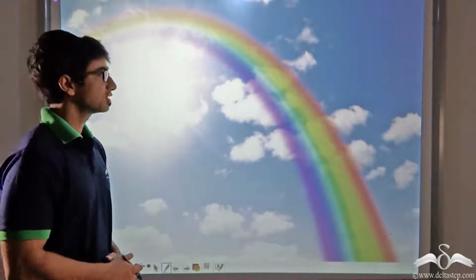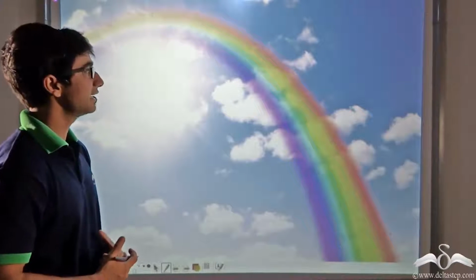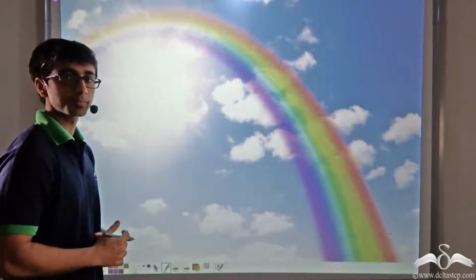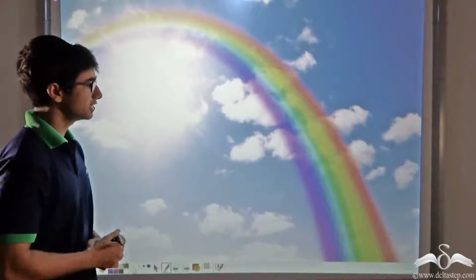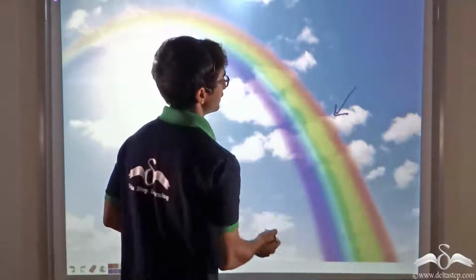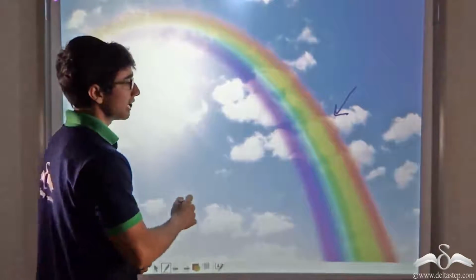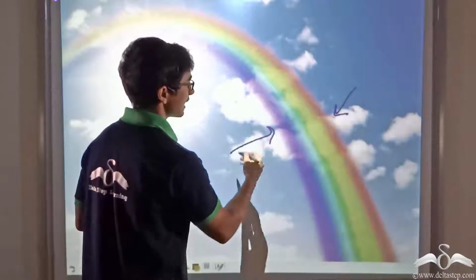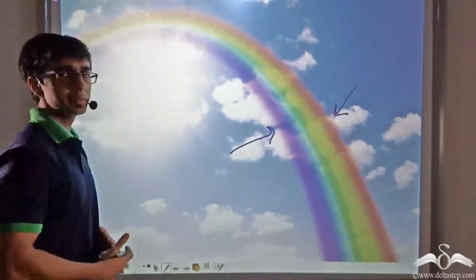Take a look at the picture on the screen. Here you can find that a rainbow has been shown. Now, if you look closely, you will find that the red light or the red color is at the top of the rainbow and violet color is at the bottom. So what can we say?